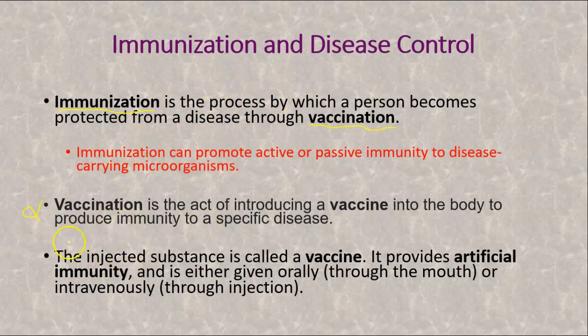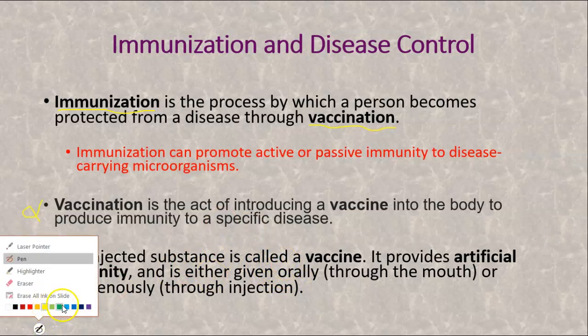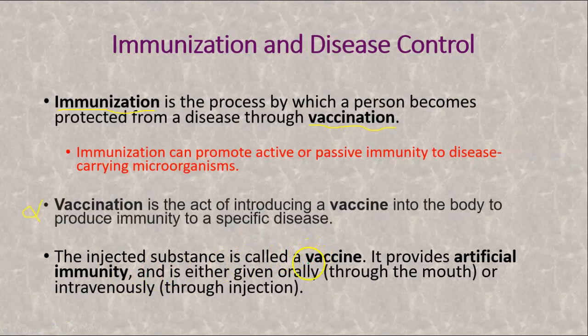Okay, now the injected substance is called the vaccine, right? The vaccine that is introduced into the body is the injected substance. Now it may not always be injected, because some vaccines are introduced into the body orally. So vaccines may be given orally, through the mouth, or intravenously through an injection into your blood vessel. So it's not always intravenous, it can be through your mouth.